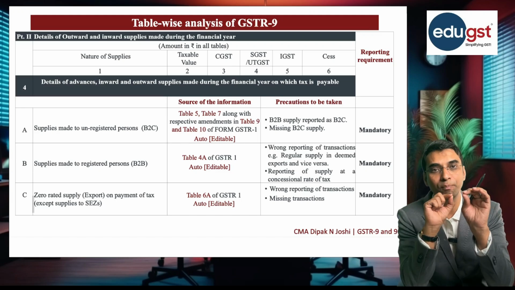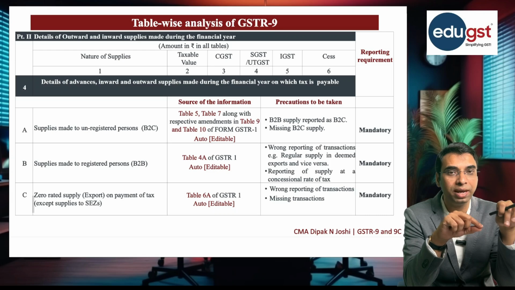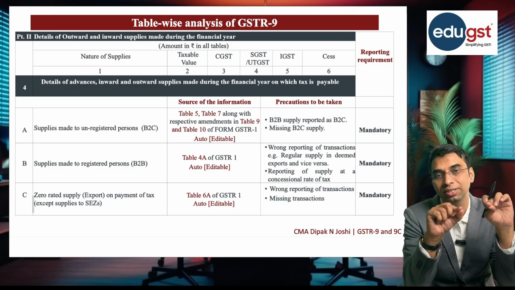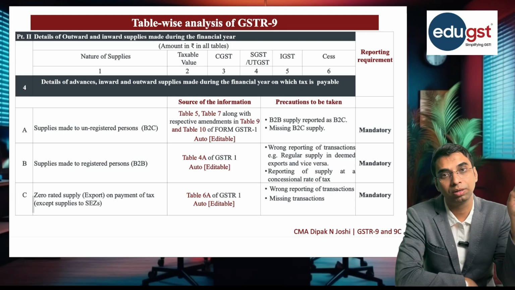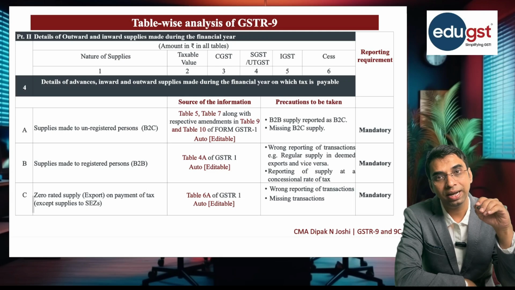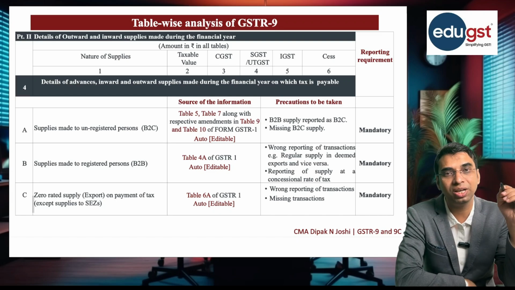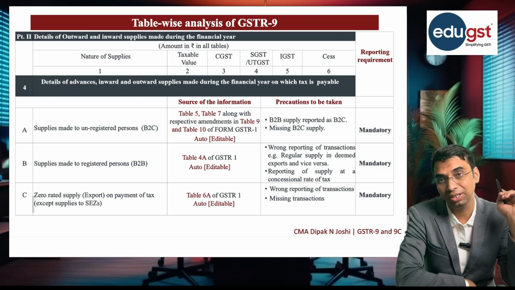Whatever supplies you have made during the financial year, information in respect of those supplies you are required to furnish in part 2 of GSTR-9. So what is the difference between made and furnished? It may happen that you failed to furnish information with respect to certain supplies in GSTR-1 or in GSTR-3B, or there might be a case where you have reported a particular transaction in a subsequent financial year.